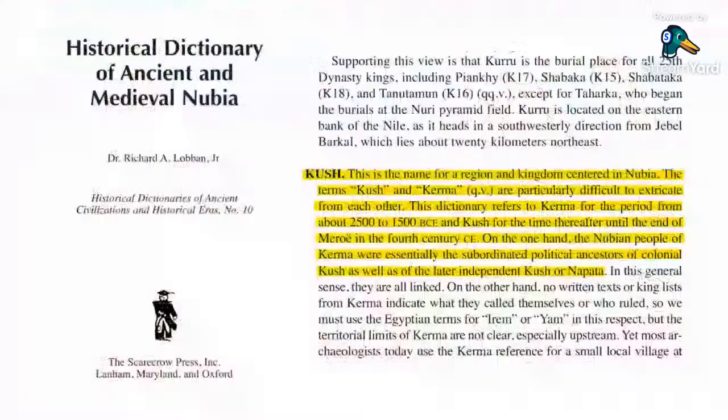Again, we're starting off with the kingdom of Cush. And to do that, we're going to go to the Historical Dictionary of Ancient and Medieval Nubia, right here where it says Cush. It says this is the name for the region and kingdom centered in Nubia. So this world we'll be focusing on, modern day Nubia, would be the ancient territories of Cush, the ancient son of Ham mentioned in Genesis 10. The terms Cush and Kerma are particularly difficult to extract from each other. This dictionary refers to Kerma from the period of about 2500 BC to 1500 BC, and Kush from the time thereafter, until the end of Meroe in the 4th century CE. On the one hand, the Nubian people of Kerma were essentially the subordinate political ancestors of the colonial Kush, as well as later independent Kush or Napata.